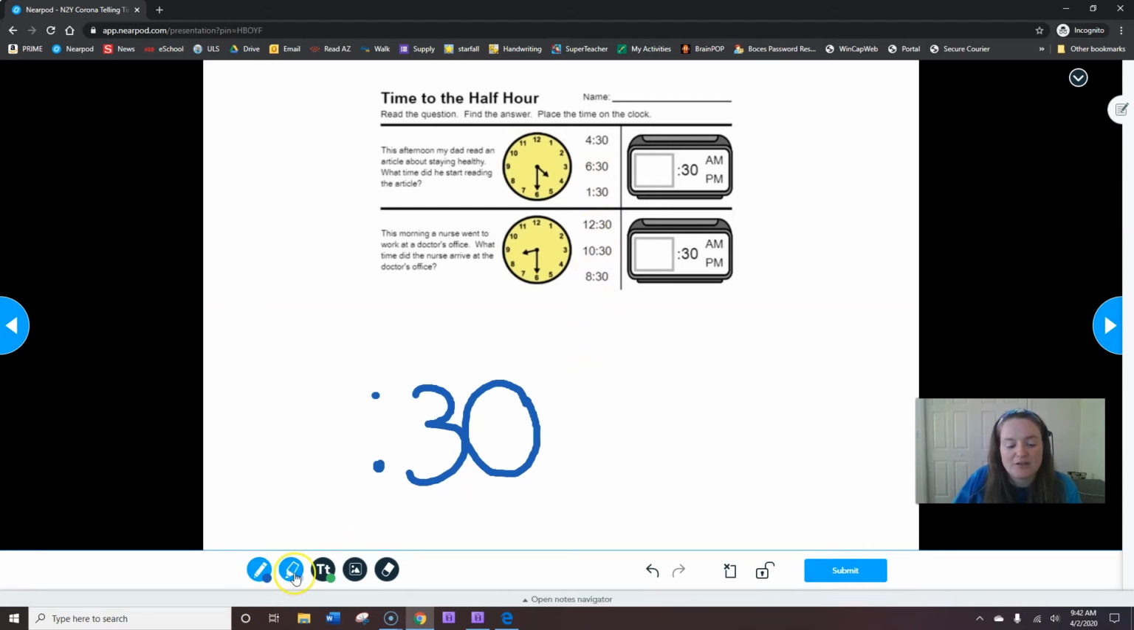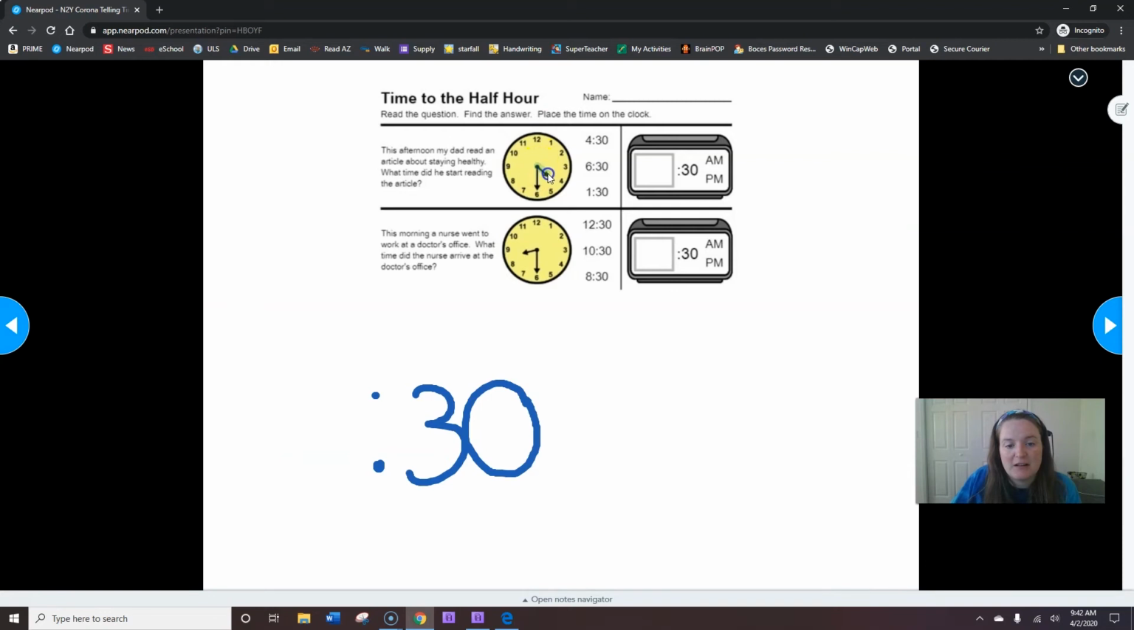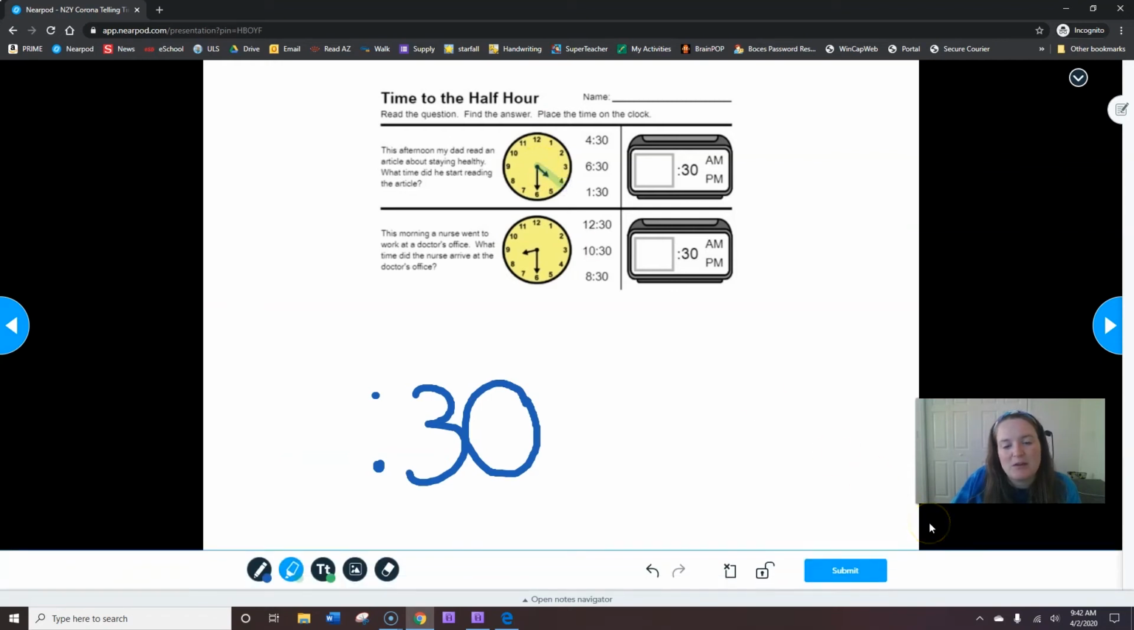Now, our first job, we need to look at the little hand. So on the first one, the little hand is between the 4 and the 5. I like to think of it like a race. It didn't cross the finish line to get to 5 yet, so it's still at 4. It's working, but it didn't get there yet.